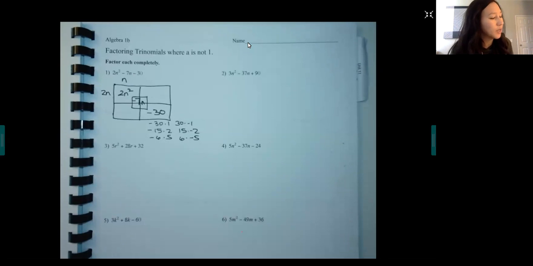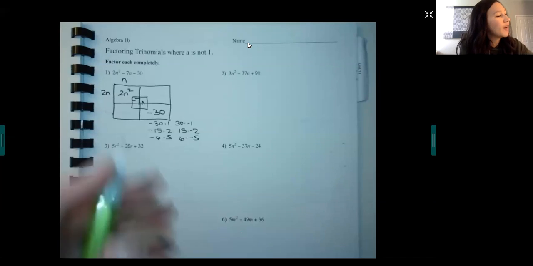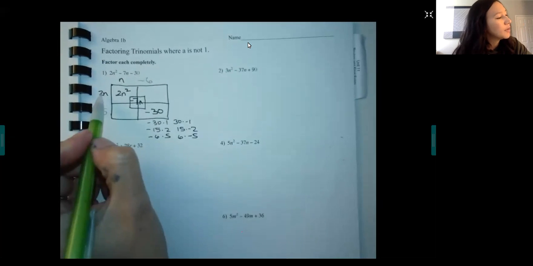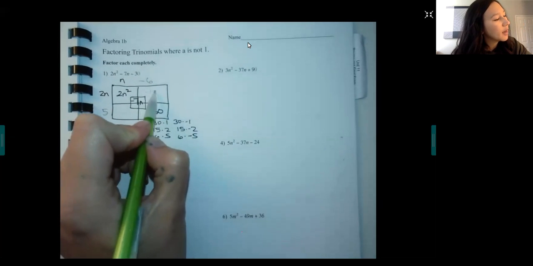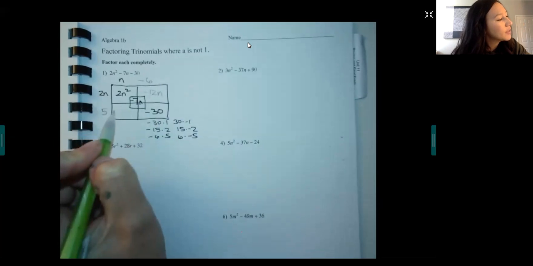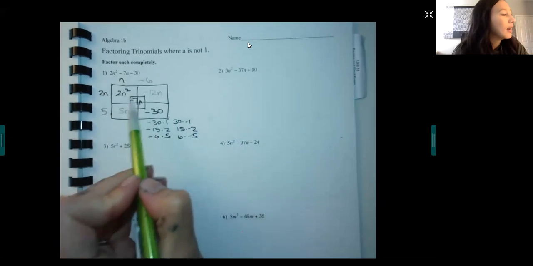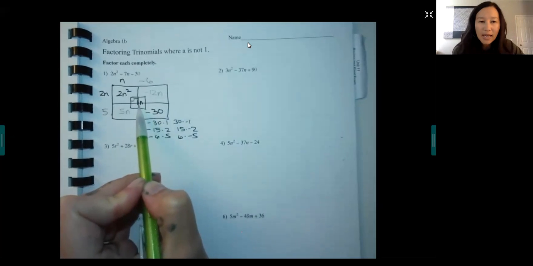Okay, so let's try switching them. So let's move the 5 down here and the negative 6 up here. So if we do 2n times negative 6, we get negative 12n, and 5 times n, which gives us positive 5n. And negative 12n plus 5n is negative 7n.